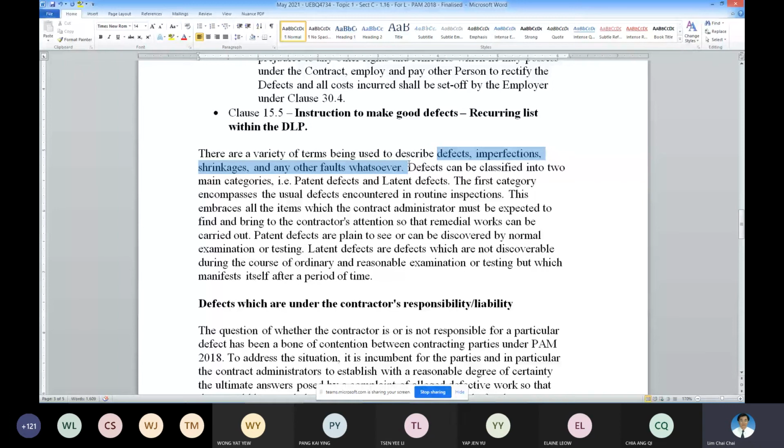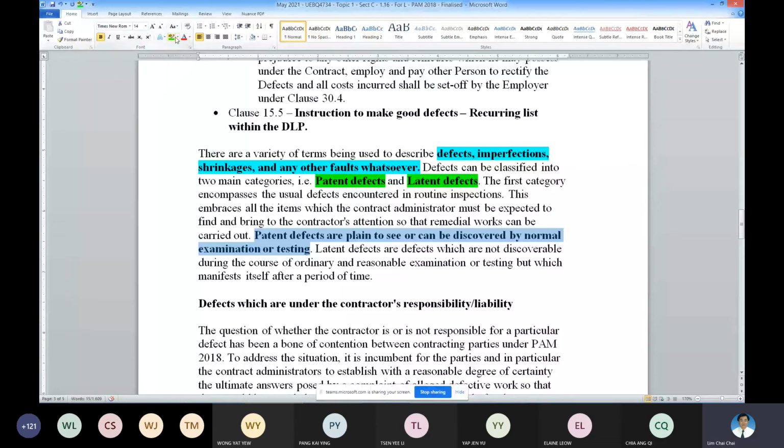Okay, so two categories. One category is patent and latent defects. Patent defects are major defects. You will never get your CPC if the architect for the PEM 2018 identifies a patent defect. So these are the defects that the consultant will bring to the attention of the contractor.